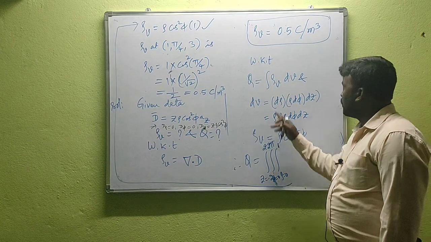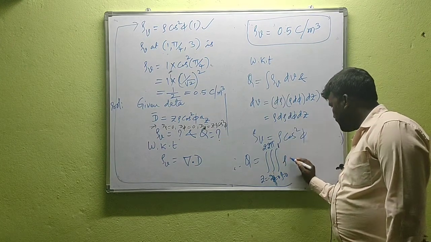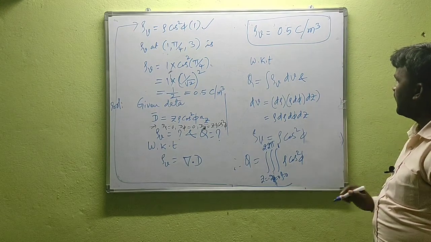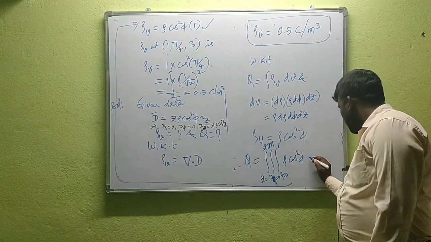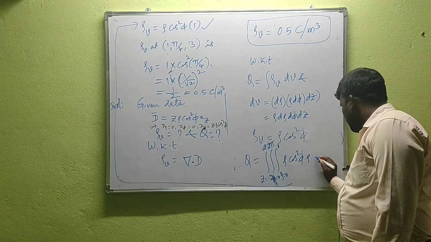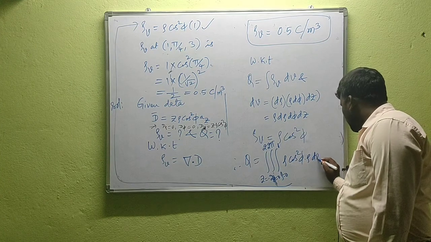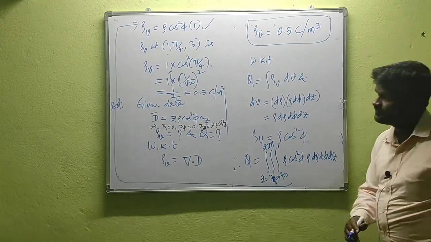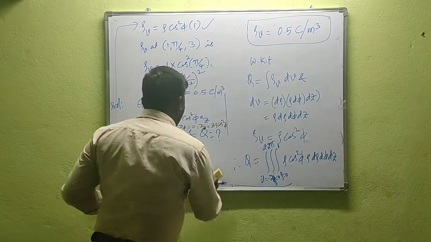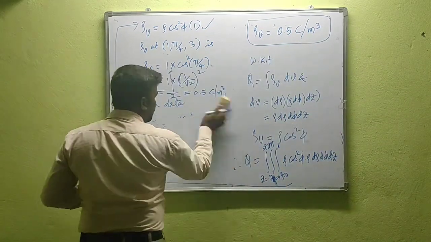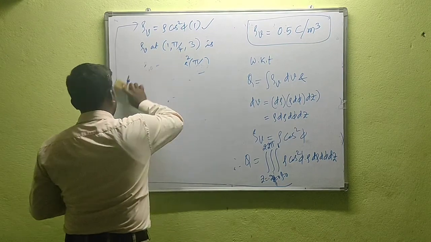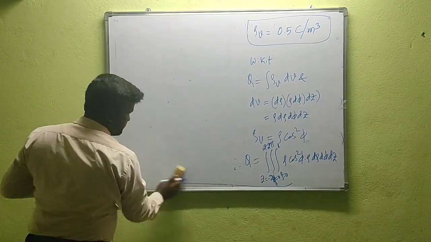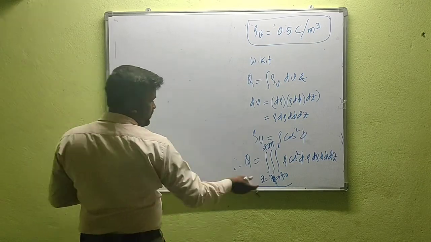Now ρv, what is ρv? ρv can be written as ρ cos²φ. And what about dv? dv is ρ dρ dφ dz. Now let us simplify this part. We need to write the ρ terms at one place to perform the integration with respect to ρ, and next the φ terms, next the z terms. Okay, so let us go for ρ.